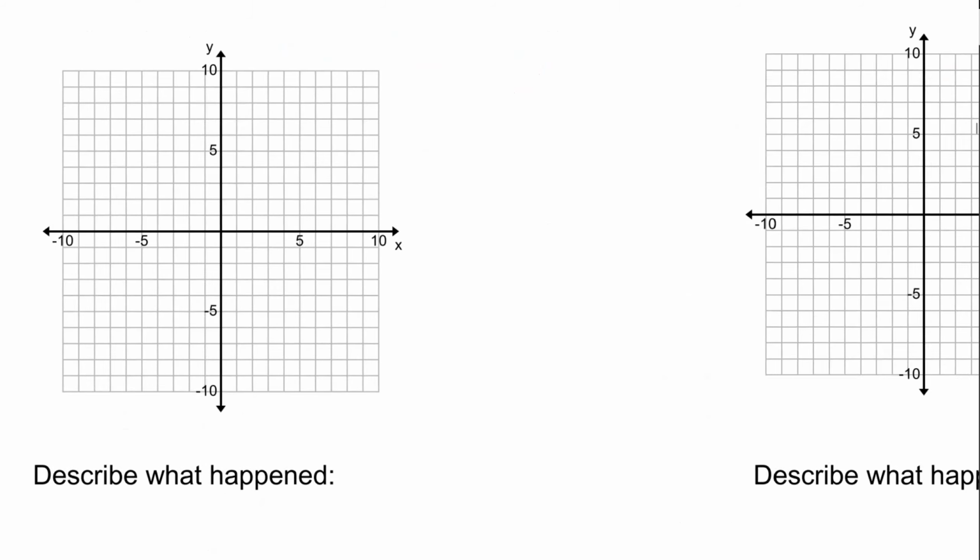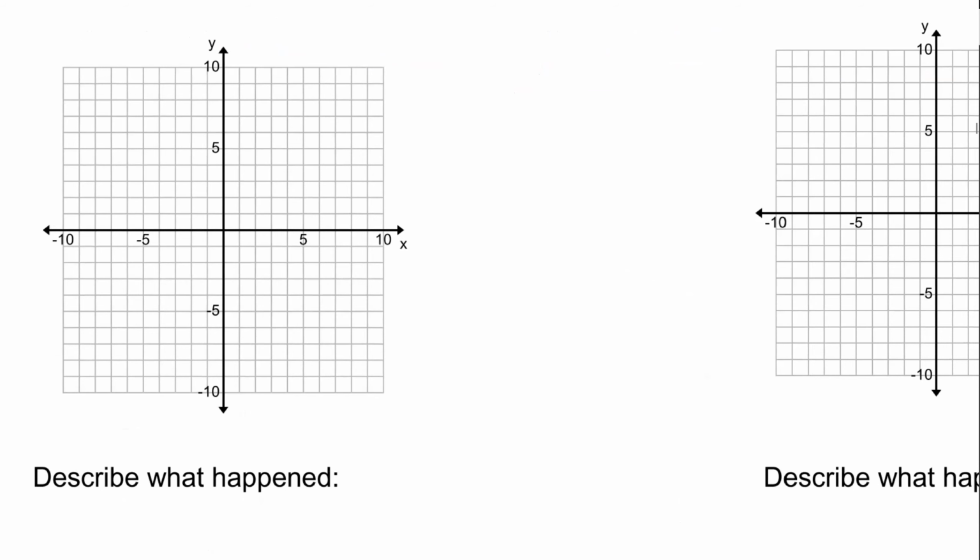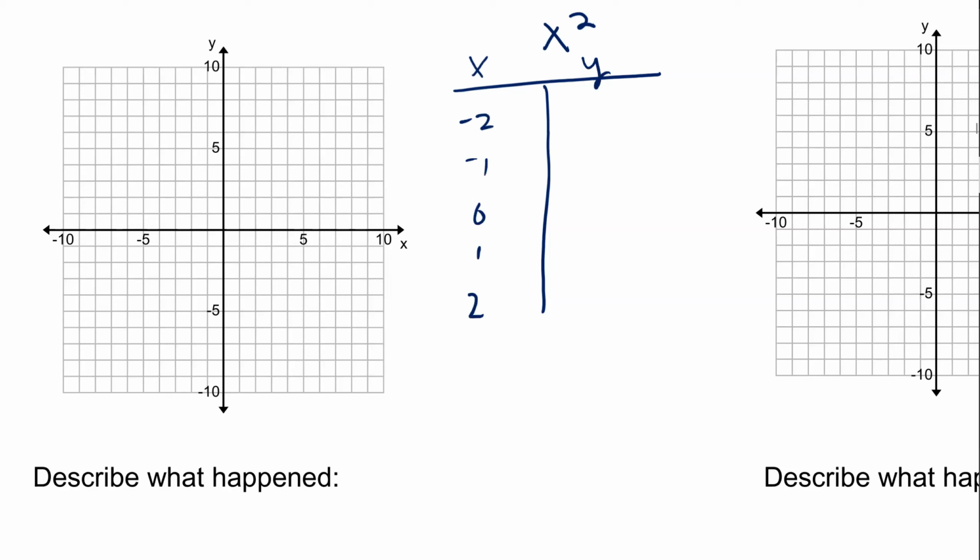Okay, so I'm going to graph the parent function first, just a little review. So x squared. Do we remember the coordinates? What did we use for our x values? -2, -1, 0, 1, 2. And then, can you square these with a calculator? What's -2 squared? 4. -1 squared? 1. 0 squared? 0. 1 squared? 1. 2 squared? 4. Cool.